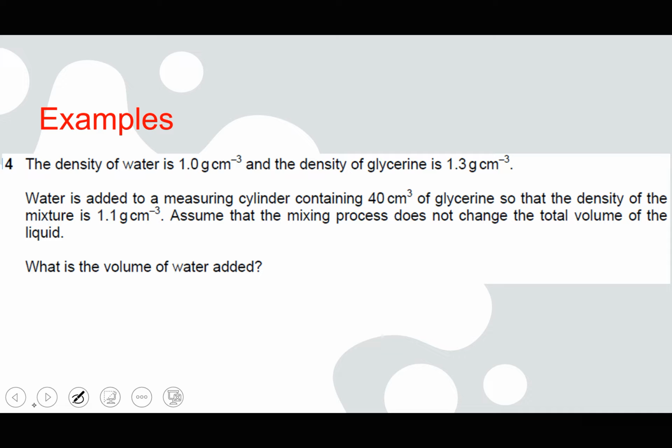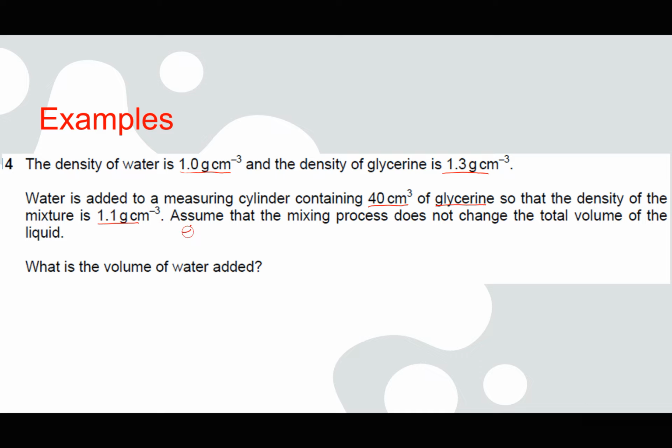The density of water is 1.0 grams per centimeters cubed. I think this is a Cambridge question. You'll find it in my solved past paper questions, especially multiple choice, I think. And the density of glycerin is 1.3 grams per centimeters cubed. What is added to a measuring cylinder containing 40 centimeters cubed of glycerin, so that the density of the mixture is 1.1 grams per centimeters cubed? Assume that the mixing process does not change the total volume of the liquid. What is the volume of the water added?